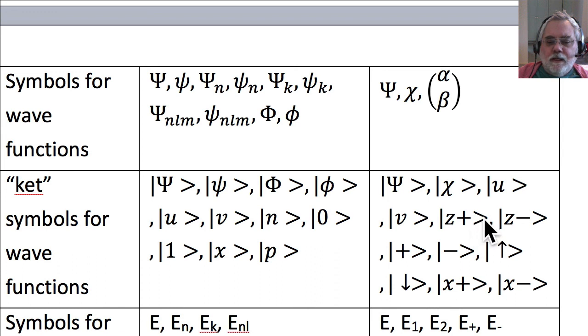So we will see a ket z plus and a ket z minus, where z is the z-axis. We will also see a ket of plus and minus, or up and down, or x plus and x minus.